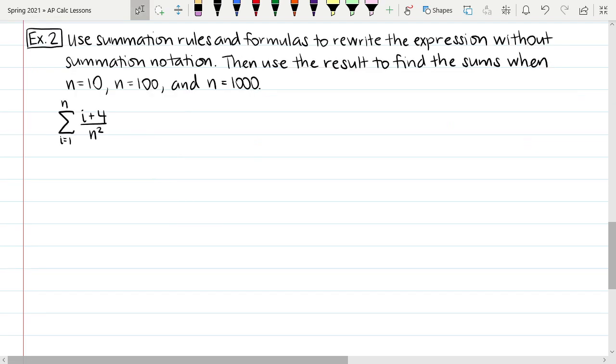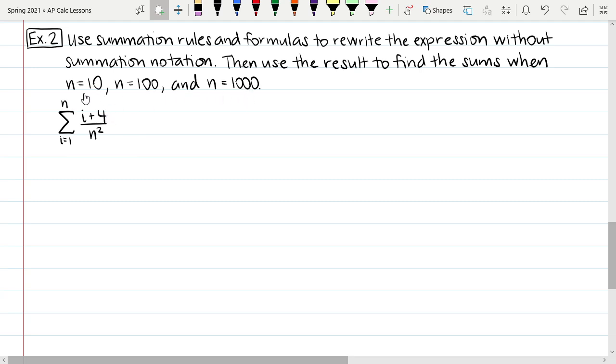Okay, and the second type of problem that we're going to look at then is use summation rules and formulas to rewrite the expression without summation notation. And what that basically means is you're going to rewrite the expression in terms of n. So we're going to use those formulas that we just looked at a little while ago to transform this expression, the summation, so that we're only looking at expressions in terms of n. And then we're going to use that new expression to find the sums when n equals 10, 100, or 1000.